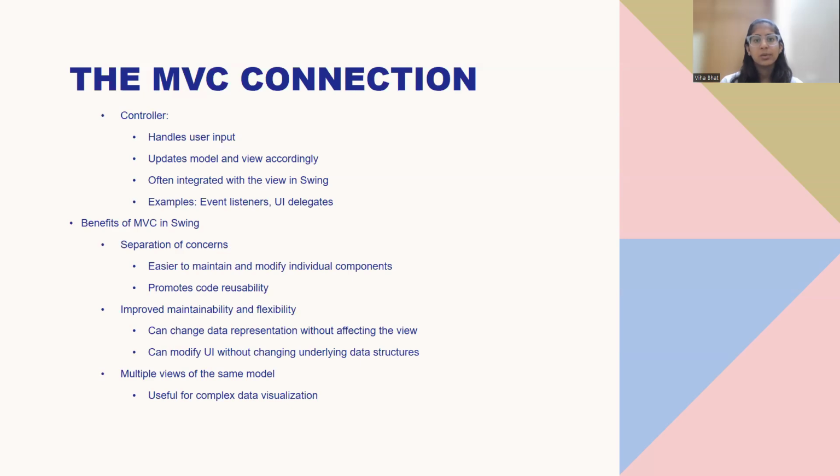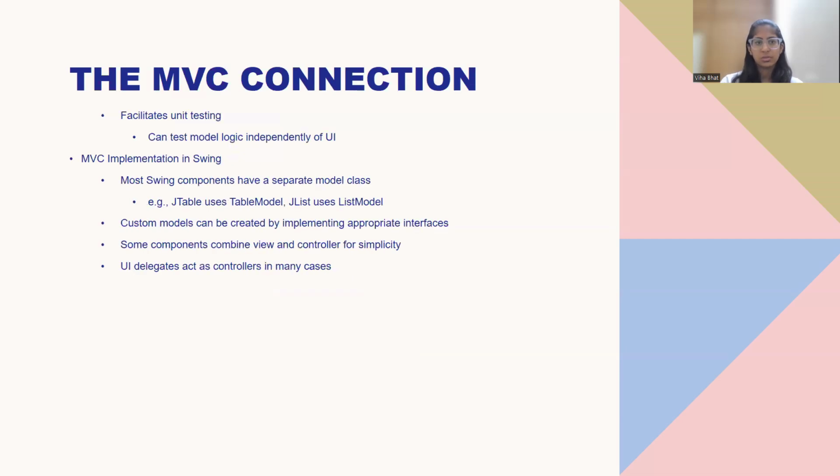The benefits of having MVC in Swing were as follows. Separation of concerns. It was easy to maintain and modify individual components. This also promoted code reusability. Improved maintainability and flexibility, so you could change data representation without affecting the view. It can also modify the UI without changing the underlying data structures. Multiple views of the same model, useful for complex data visualization.